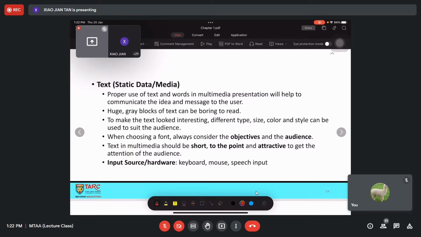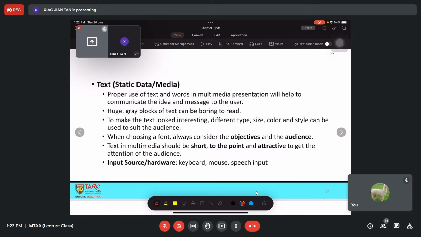Basically, I think this slide is a bit common sense. I believe you are all very familiar with what text is. So basically, during presentation, you would not want to fill up the entire slide of your PPT with text so that it wouldn't be so boring. Maybe you can add in graphics, especially when you present your FYP.